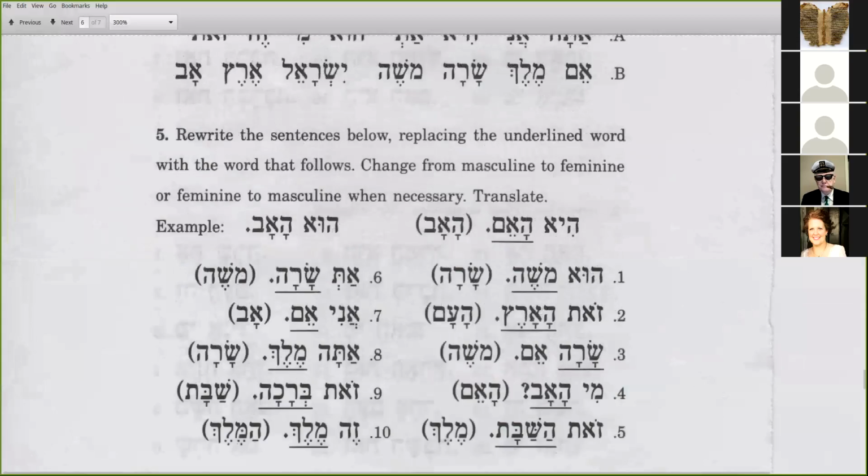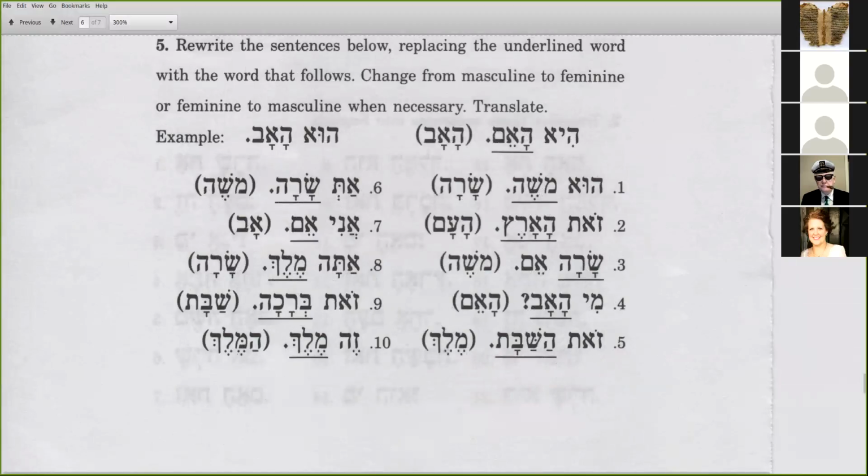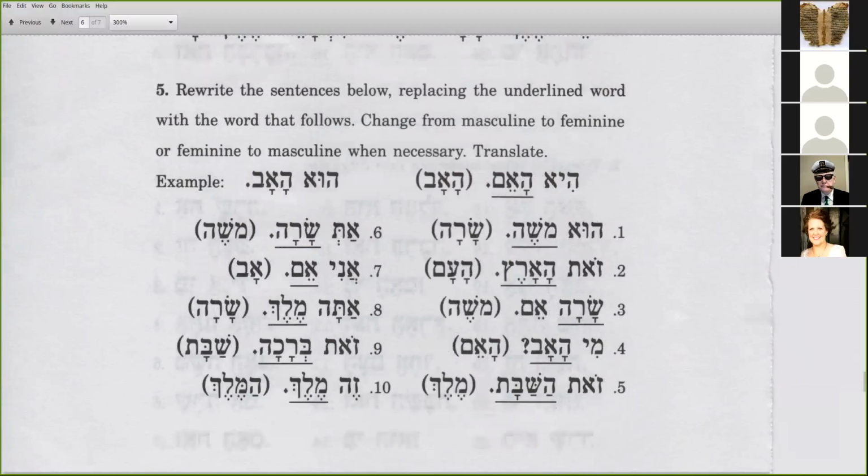I tell you what, we'll do this one together. Some of you should be able to figure this out as we go along, and I would love it if you feel that you know the answer. Just go ahead and put it on the mic, okay? So let's bring our little pen down here. Rewrite the sentences below, replacing the underlined word with the word that follows. Change from masculine to feminine or feminine to masculine when necessary.